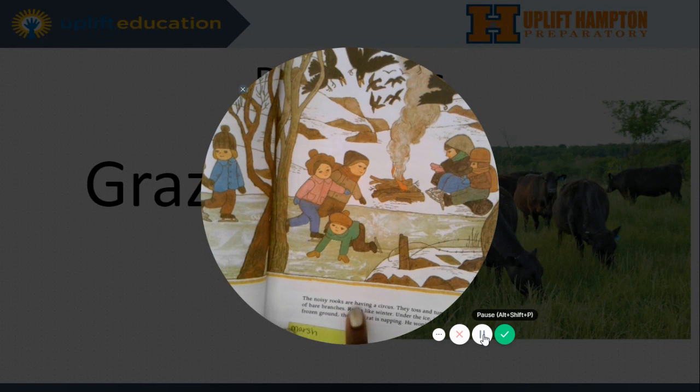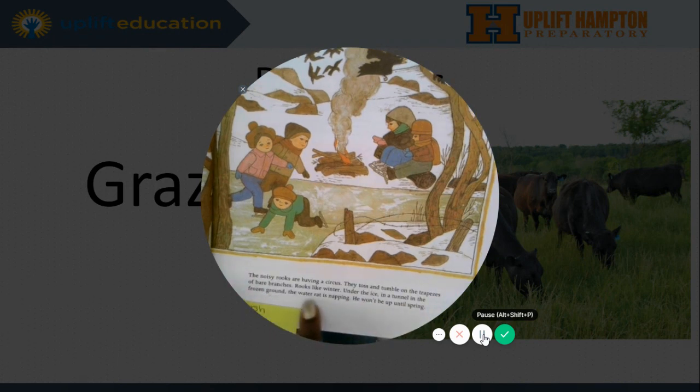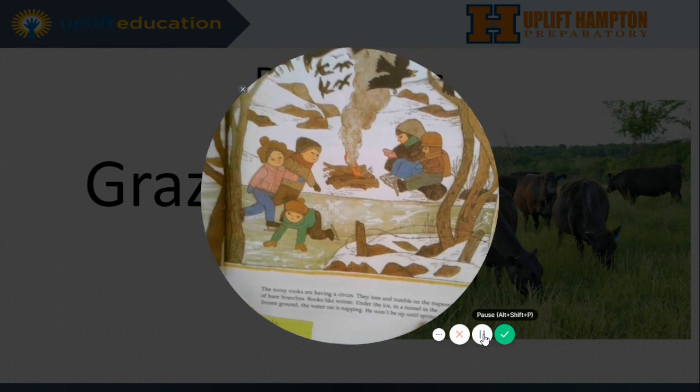The noisy rooks are having a circus. They toss and tumble on the trapezes of bare branches. Rooks like winter. Under the ice in a tunnel in the frozen ground, the water rat is napping. He won't be up until spring.